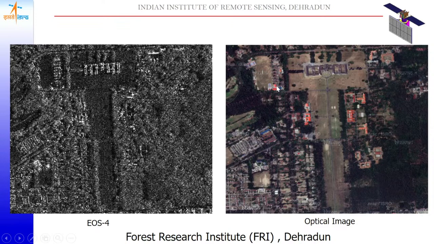So all these buildings and man-made targets are appearing as brighter returns, and this is the field, an open area, so it appears as a specular reflection and darker in tone. Okay, so this is the FRI in Dehradun.